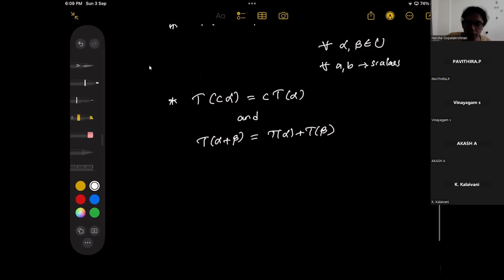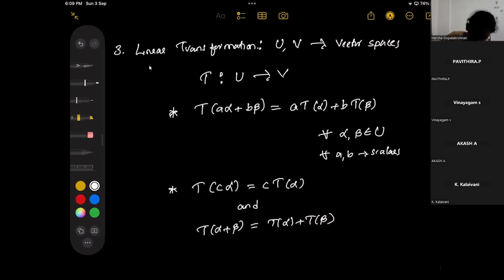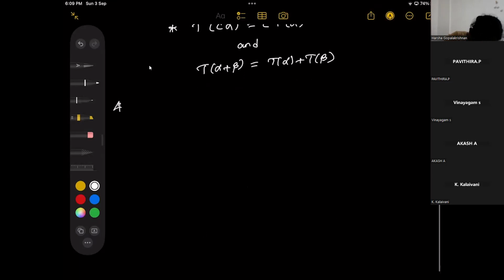Now, what is kernel of T? So T is a linear transformation we have already defined. What is kernel of T? Anyone knows what is kernel of T? Or otherwise, we will say this as null space of T.